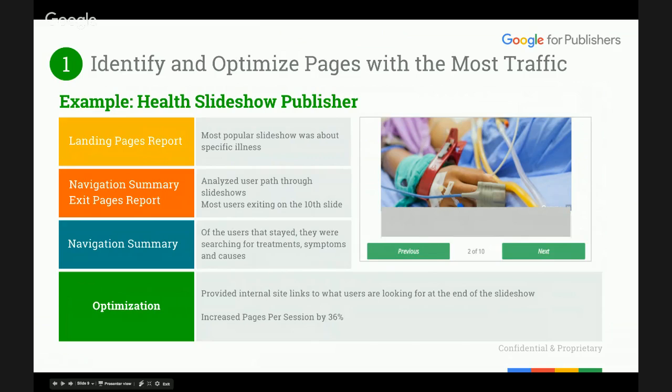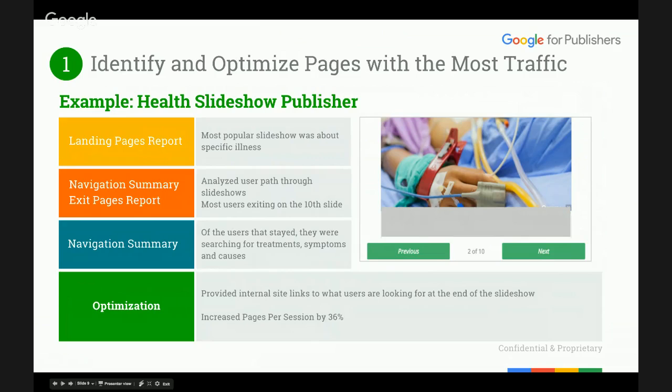The navigation summary again showed us that of the users who stayed, they were searching for treatments, symptoms, and causes of that specific disease. So my advice to him was just give users what they're looking for up front by providing internal site links with the content that they were searching for anyway. So in this case, treatments, symptoms, and causes.